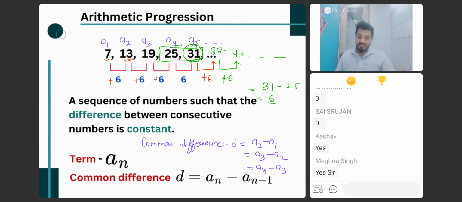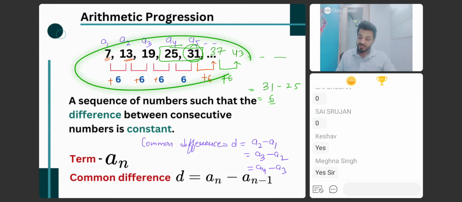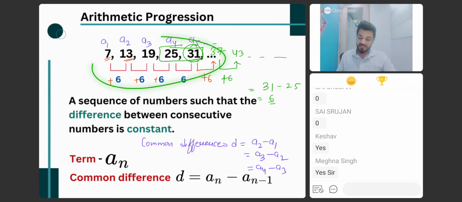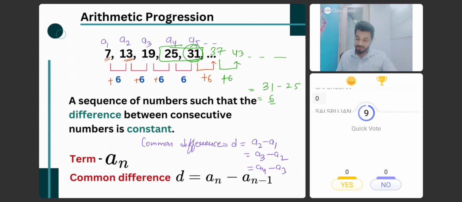Tell me, are you clear with this part, what is the definition of arithmetic progression? So a progression of this type will always represent an arithmetic progression in which the common difference is the same. Okay.